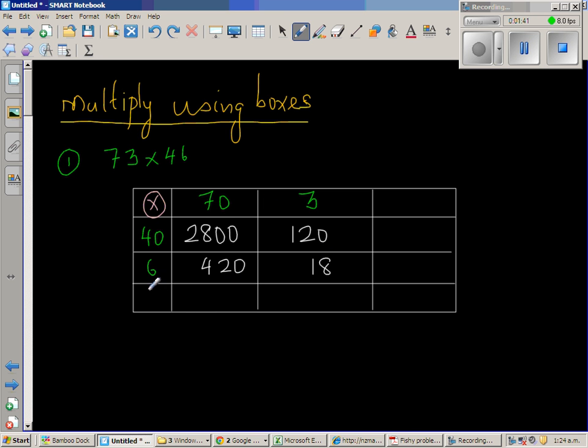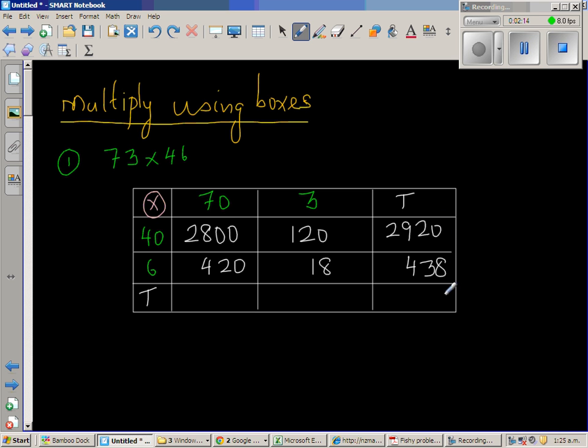I'll write T for total. I'm going to add these up both ways. 2800 plus 120 is 2920, so the total horizontally is 2920 here. Then 420 plus 18 is 438. So 438.